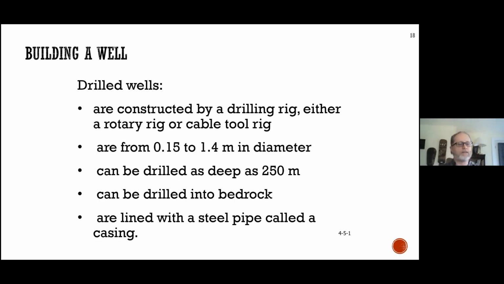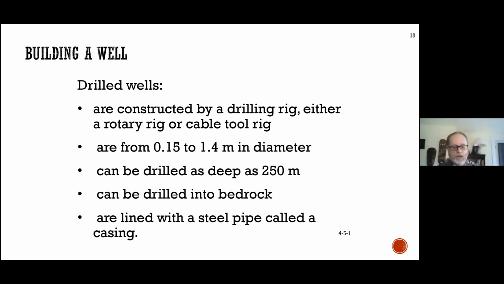So drilled wells, slightly different story. Typically gives us the flexibility of going much deeper. Also the same types of diameters, basically 0.15 to 1.4 meters. So 6-inch all the way up to basically 4 to 5 feet, right? 60 inches can be drilled. Also extremely deep, 250 meters. So going through multiple layers of bedrock and rock formations in order to get into the aquifer.